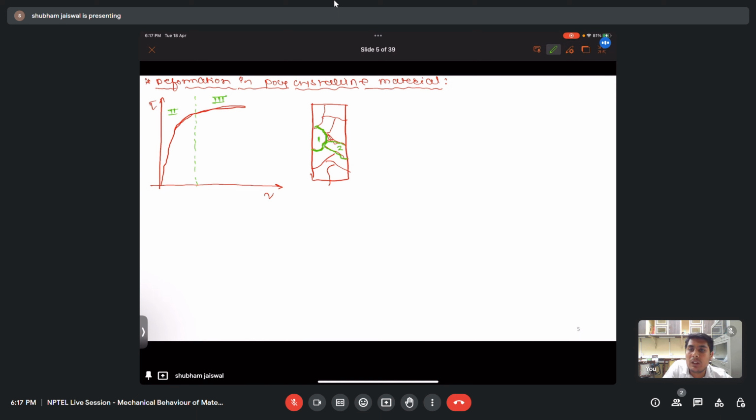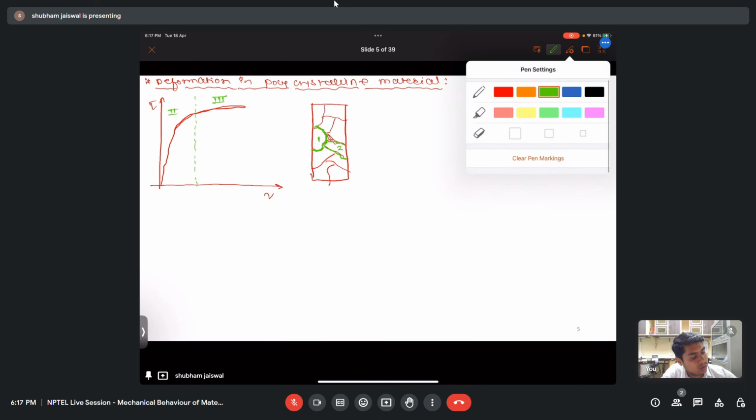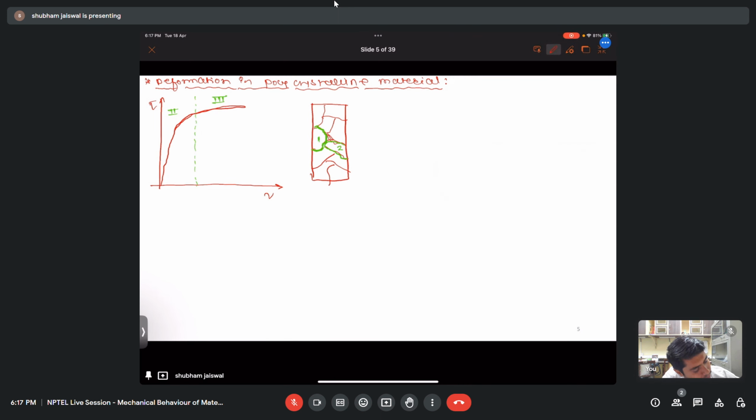So in case of the polycrystalline material, not one set of planes at a time can deform. That's why the stage of easy glide is missing here. So directly we see stage 2 and stage 3. So let me write down.